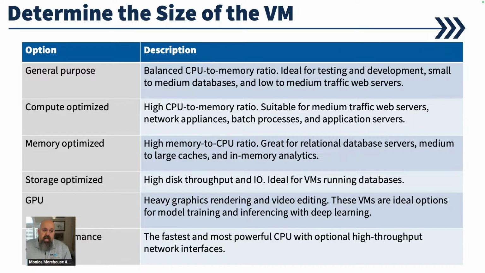There are multiple kinds. There's general purpose, compute optimized, storage optimized if you need high disk throughput and I/O. If you need something that needs a GPU, graphics rendering, video editing, that type of stuff, you can spin those types of virtual machines up.